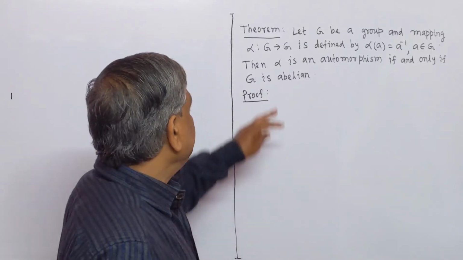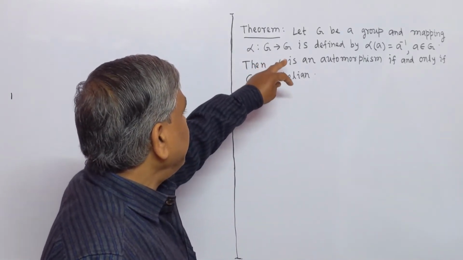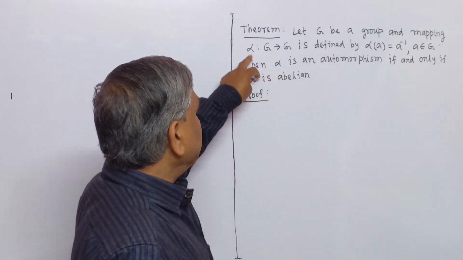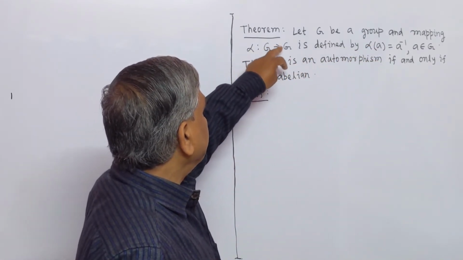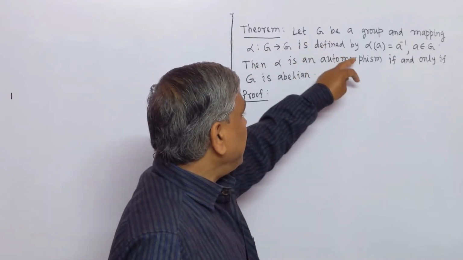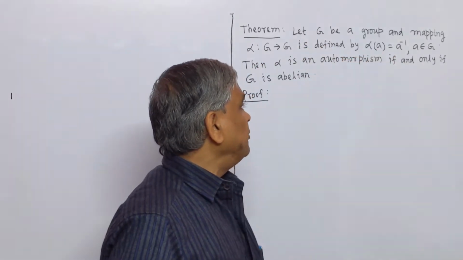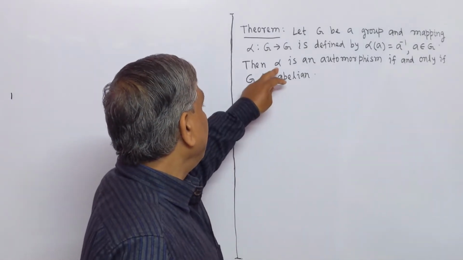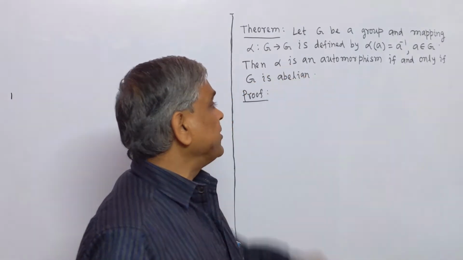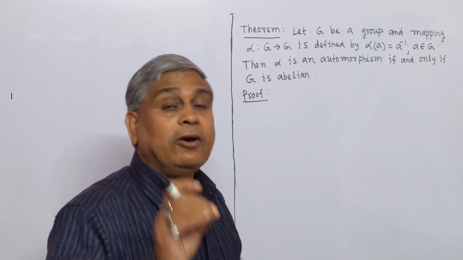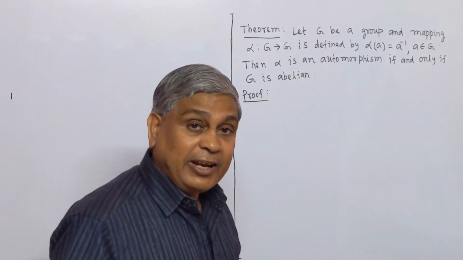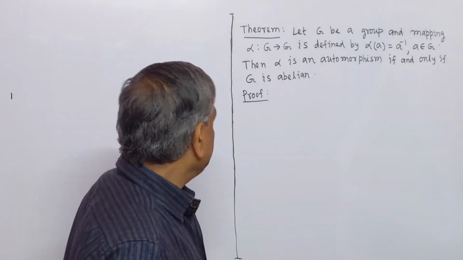Now we prove the next theorem. Let G be a group and mapping alpha defined on G into G is defined by alpha A equal to A inverse, A belongs to G. Then alpha is an automorphism if and only if G is abelian. Now we prove this.